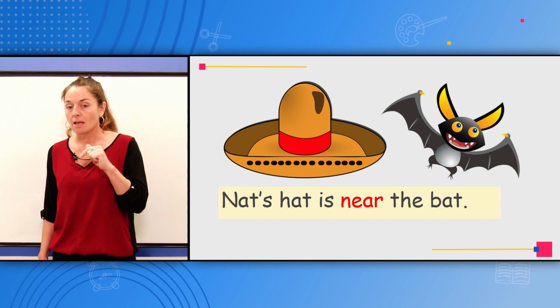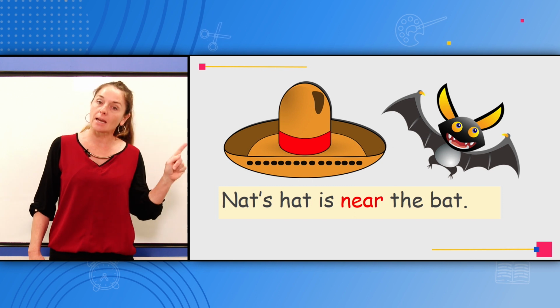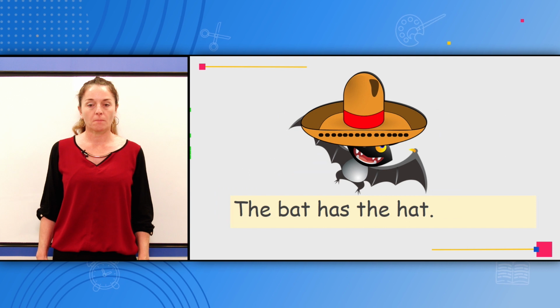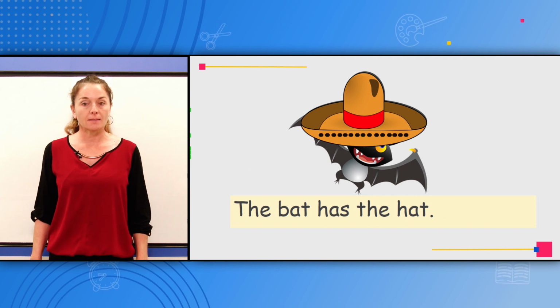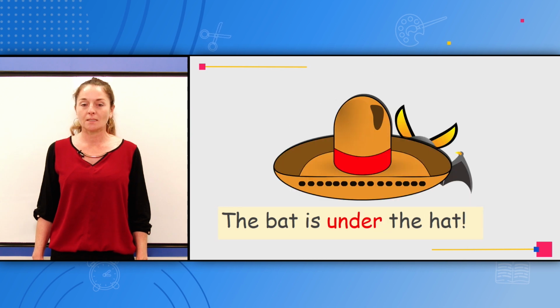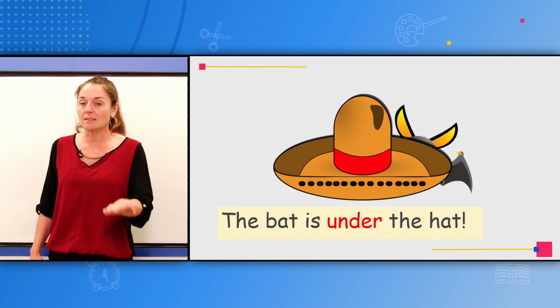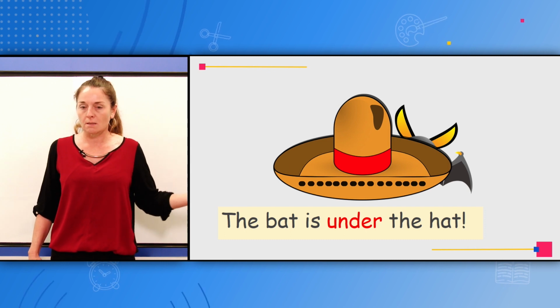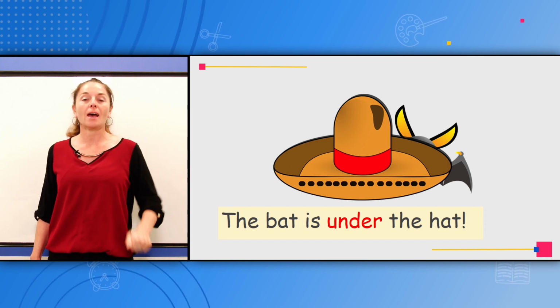Nat's hat, hat, shell, Nat. Okay? Nat's hat is near the bat. The bat has the hat. Uh-oh. The bat is under the hat. It's a big hat. Where is the bat? Under the hat.